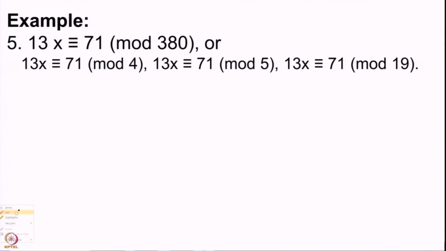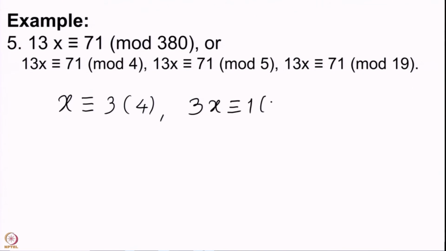13 modulo 4 is 1. So, here you have x congruent to 71, which is 3 mod 4. Modulo 5 we write this as 3x congruent to 1 mod 5, and modulo 19, unfortunately, 13 cannot be reduced, but you can reduce 71. Observe that 19 into 4 is 76, therefore 71 is either minus 5 or is equal to 14.